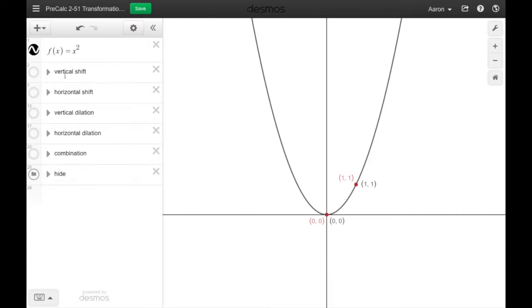Welcome, good people. This is section 2-5, transformations, and this is going to be the first day that we're going to be spending on it. So we're going to start off with a function, and that's the y equals x squared function. Here it is, it's plotted.